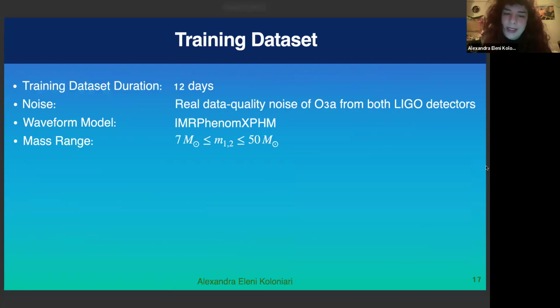As for the training dataset duration, it was 12 days, and we did use real data quality noise from O3A from both LIGO detectors. And the waveform model used for the injections was the IMRPhenomXPHM. The mass range for the individual masses was between 7 solar masses and 50 solar masses, both initially uniformly distributed.